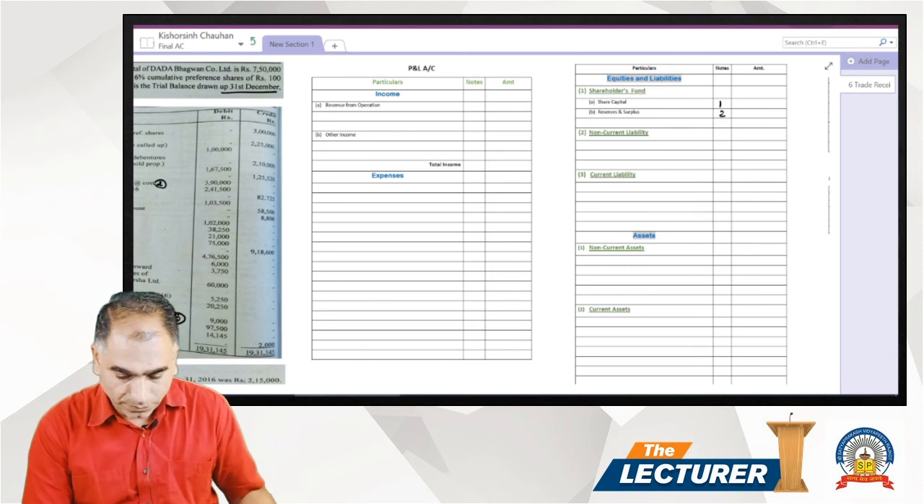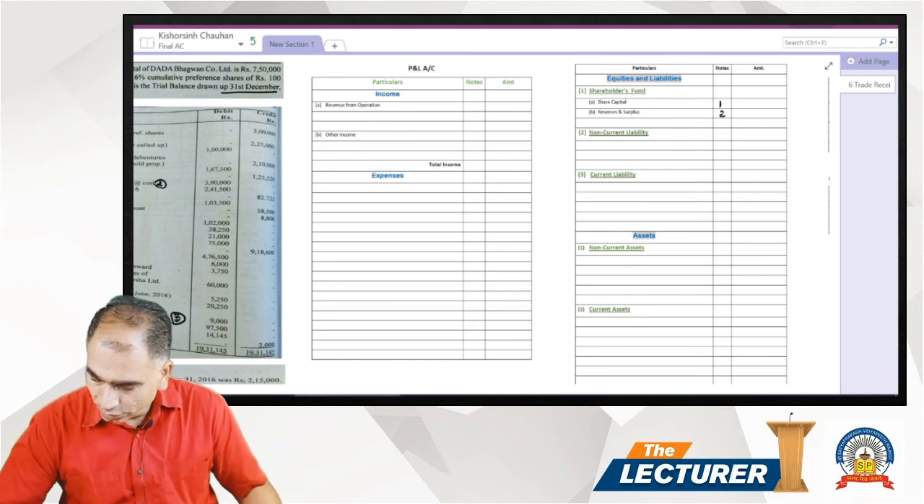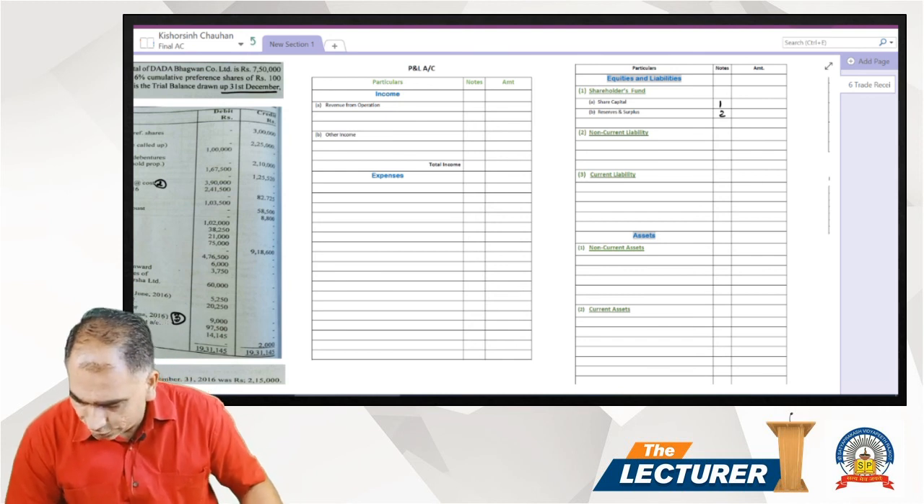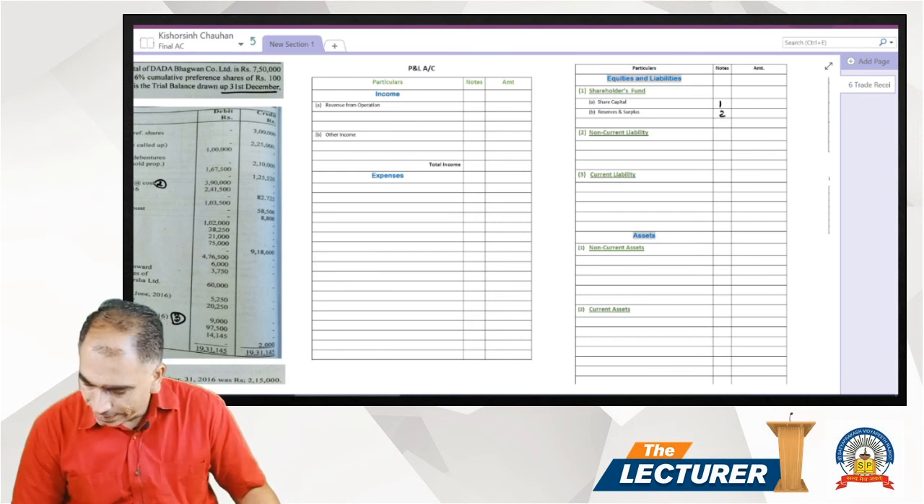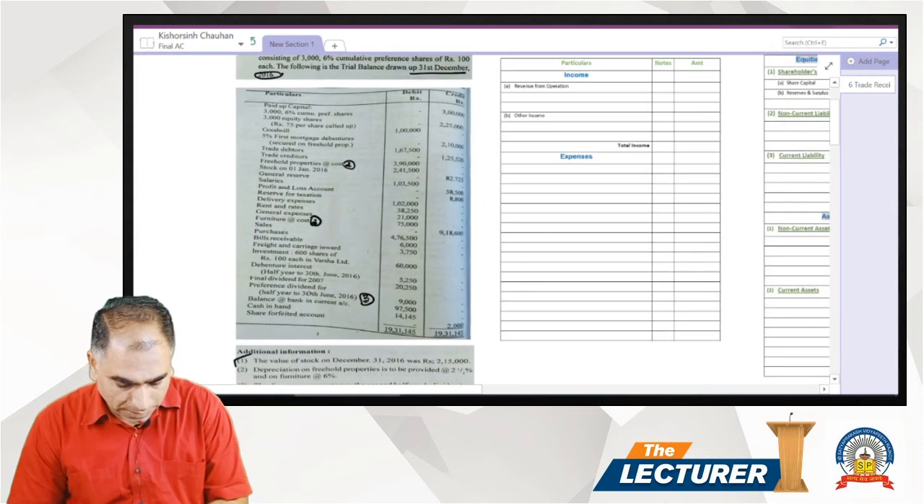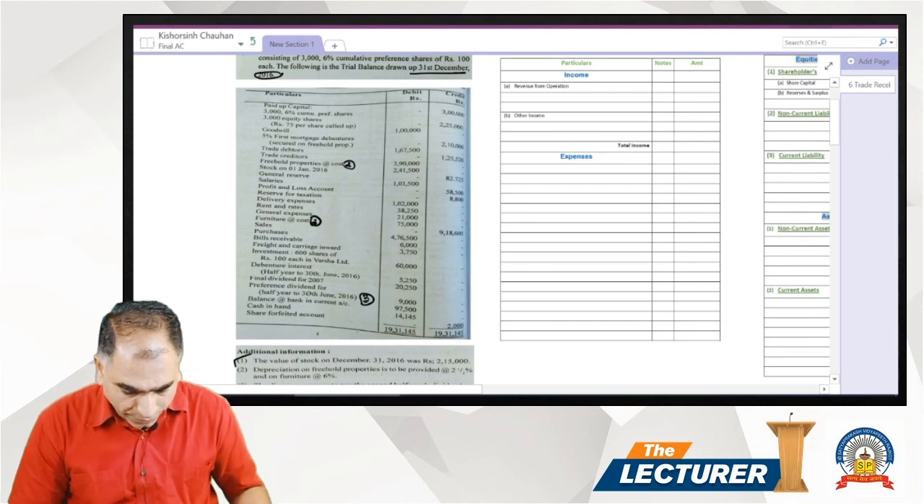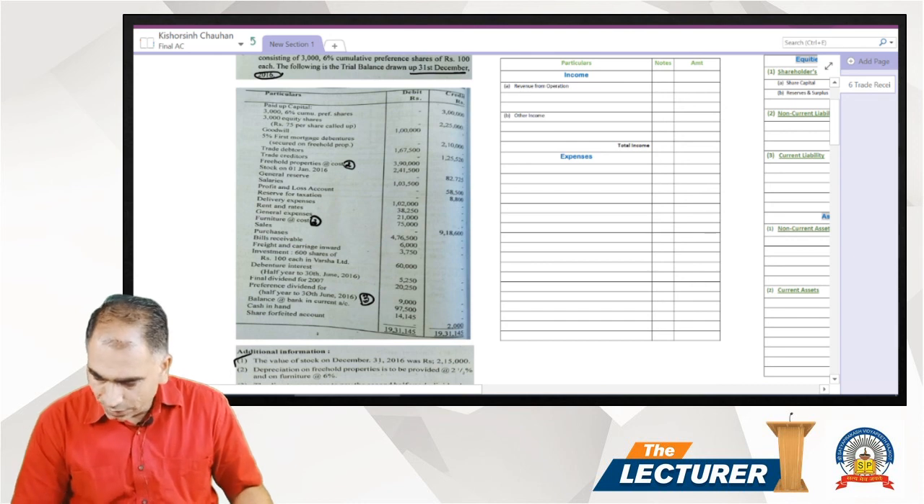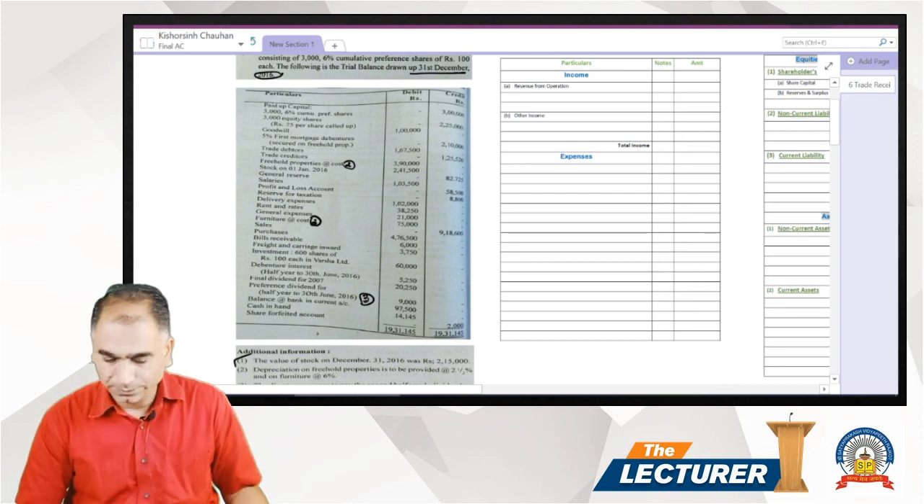Now if you see in the question, we have opening stock. Opening stock, if you see in the question, it's 2,41,500 and closing stock is 2,15,000.